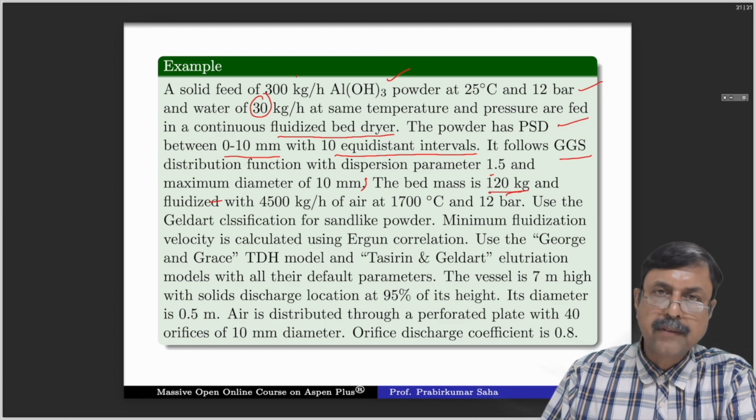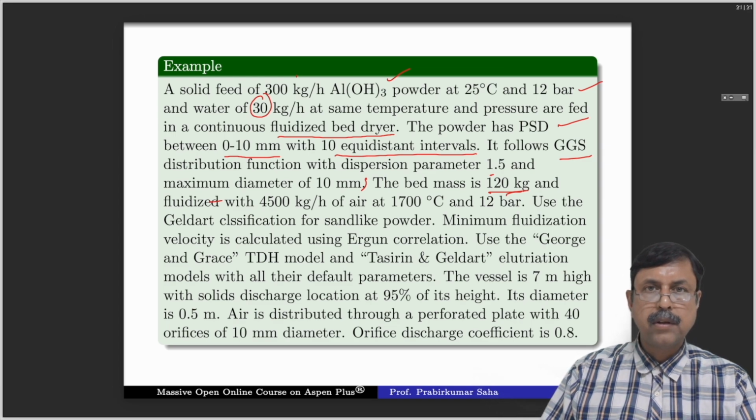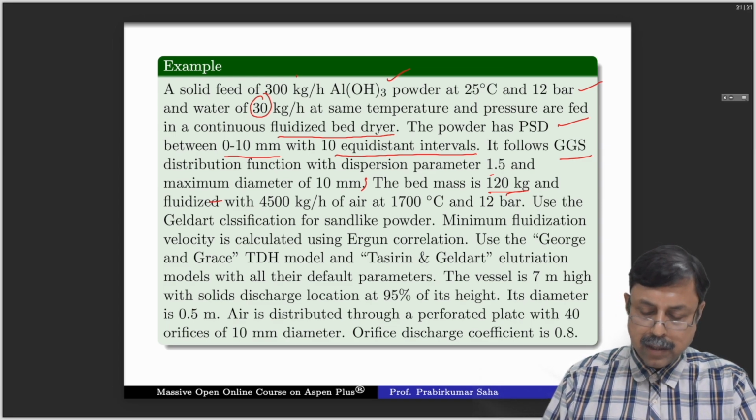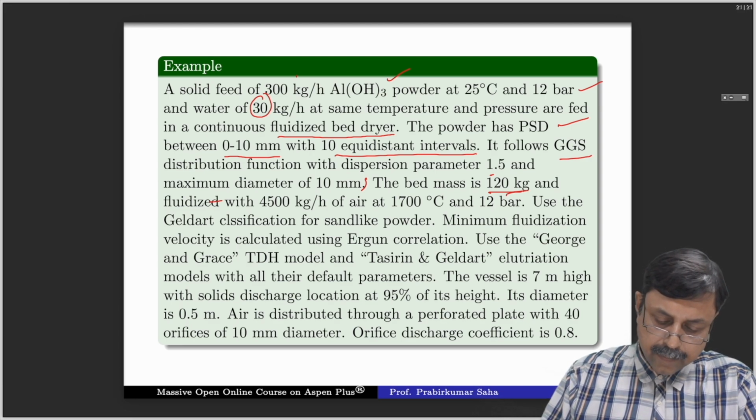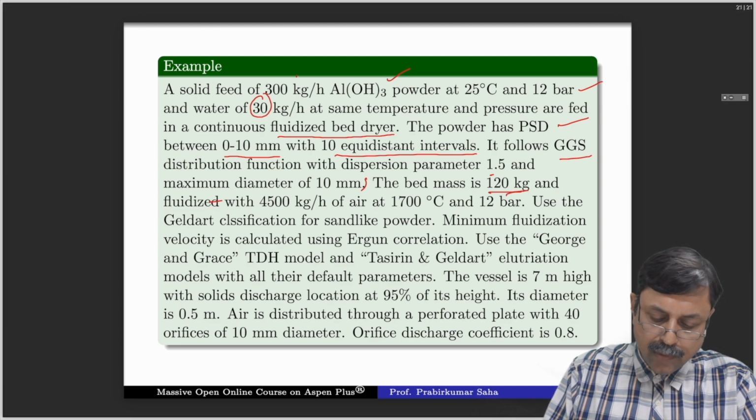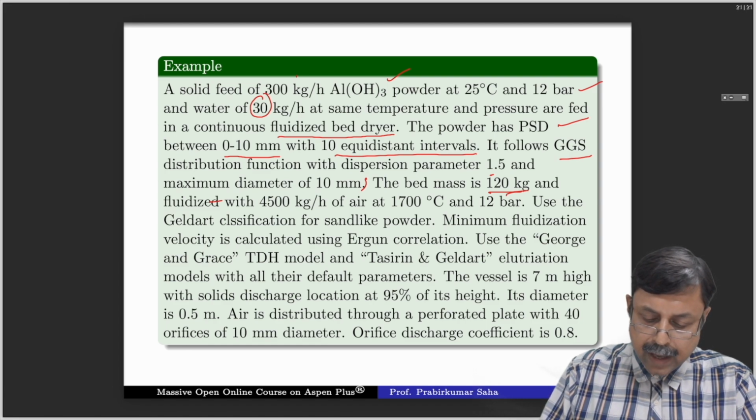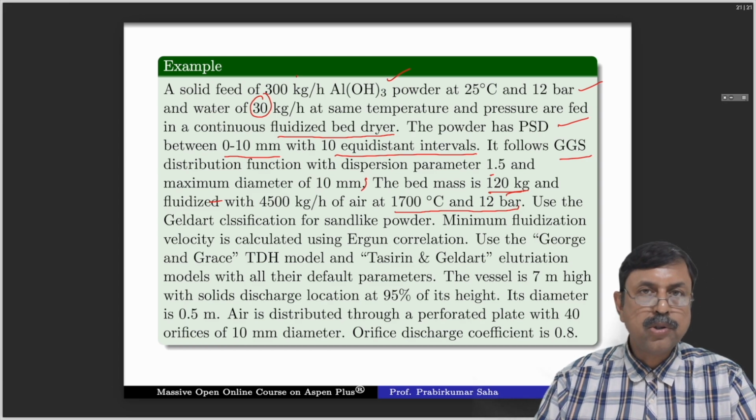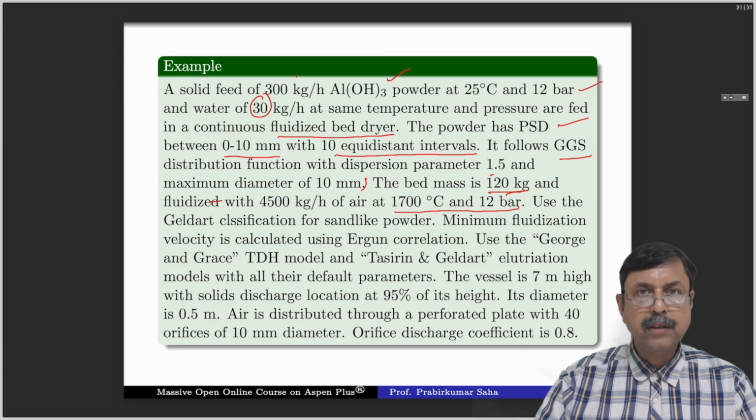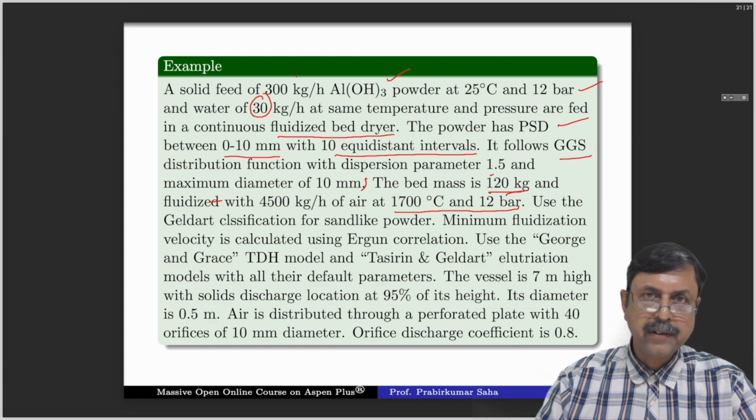The bed mass, that is the solid bed mass at the static condition, is given as 120 kg, and it is fluidized with 4500 kg per hour of air at 1700 degrees centigrade and 12 bar pressure. So a huge amount of energy is going through the air. Otherwise it is not possible to dry this 30 kg per hour of water, right?